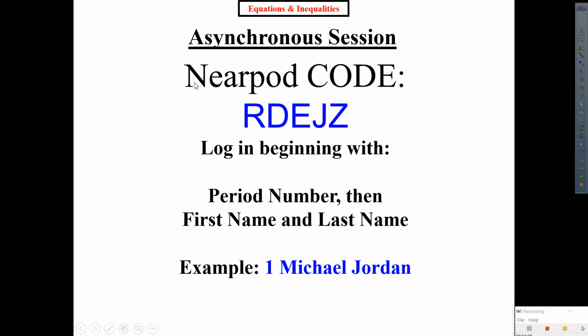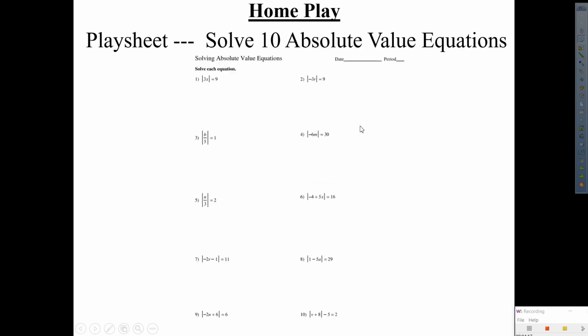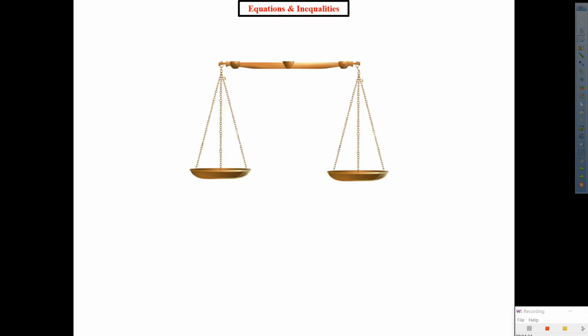All right. So there's last night's. You turned that in already, yes? And we did a lot better with this, yes? All right. And we're moving on to absolute value. Yeah, let's go. I love these. These are good.